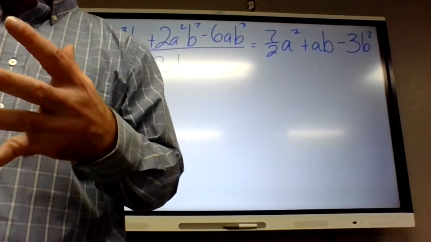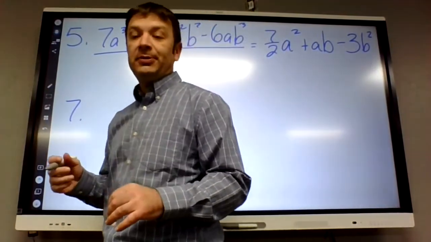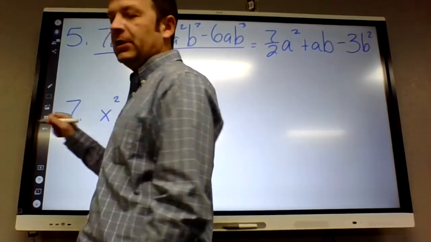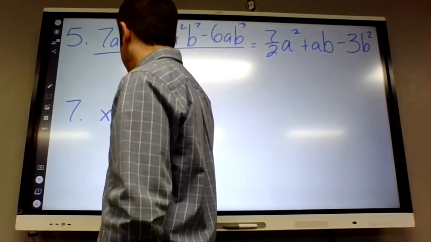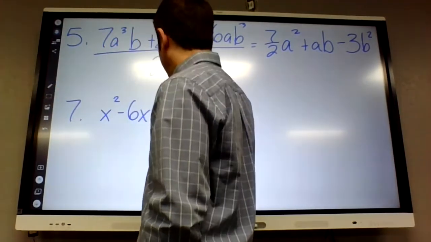Okay, number 7. This is new. What is different about number 7? It says use long division. Well, no. Besides the directions, what's different? Okay, we are dividing.